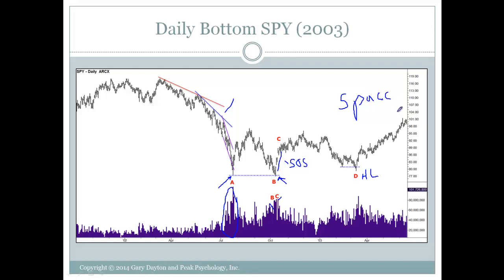or a SPAC, I guess. It's not, there's no R in there. So spring after accumulation. Bob Evans was the one who talked about upthrust after distribution. He never talked about springs after accumulation. I don't know why. But you can see here there's a nice spring.